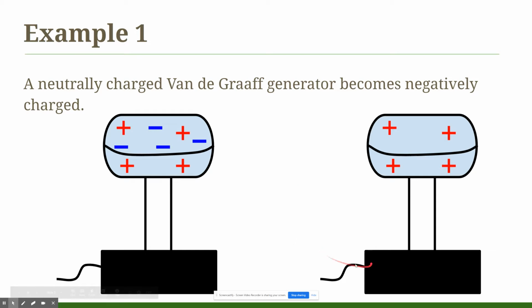So if we want to show that negatively charged, first up, positive charges aren't moving. So we take our positive charges, we put them in the same spot. If it becomes negatively charged, that means it adds a bunch of negative charges. So we just add a bunch of negative charges onto it. And now we have 8 negatives, 4 positives, net negatively charged because there are more negatives.